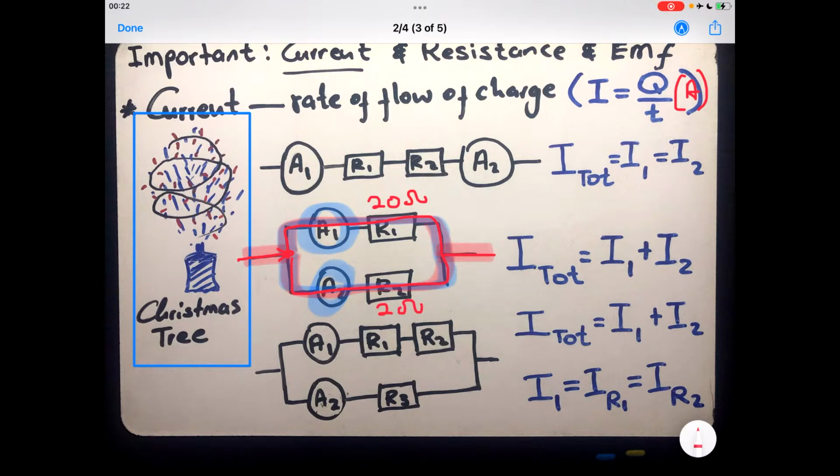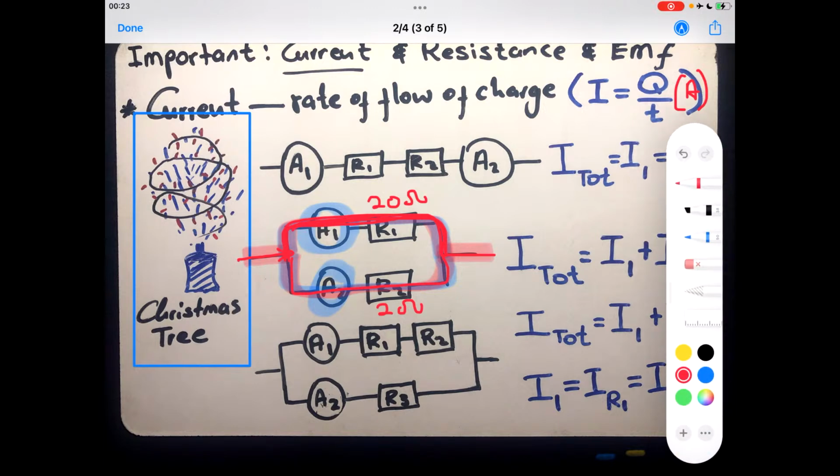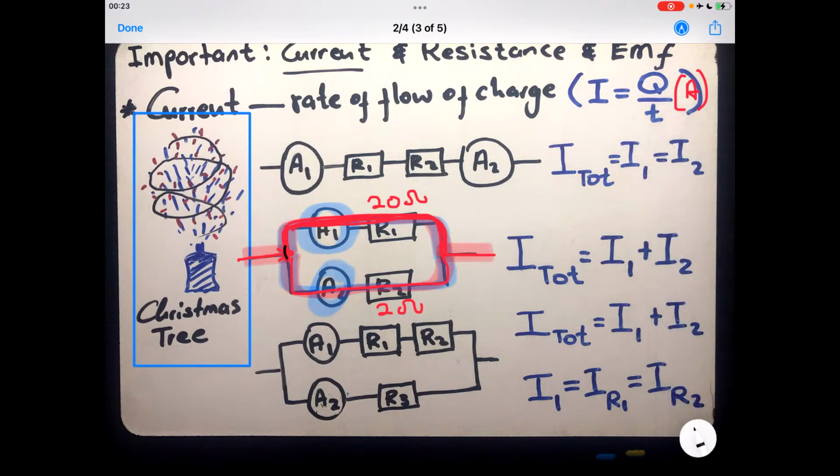Obviously, this side is resisting more, is preventing more. That means less current will flow through that side. Why? Because there's more resistance. It's difficult to flow through that side because there is more resistance.